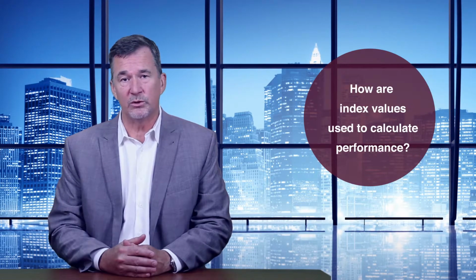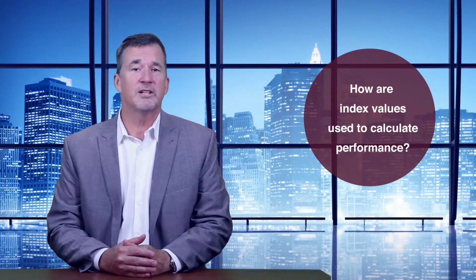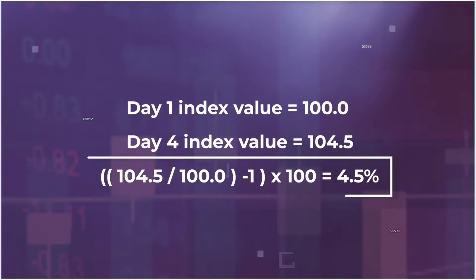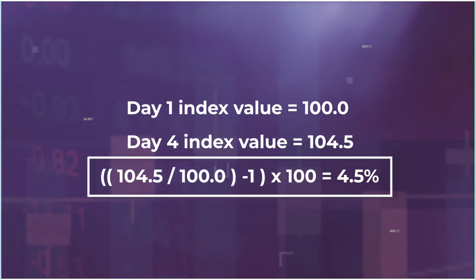How are index values used to calculate performance? Index performance between any two dates can be calculated by dividing the ending index value by the beginning index value as follows. In our example, to calculate performance from day 1 to day 4, we would divide the day 4 index value of 104.5 by the day 1 index value of 100, resulting in index performance of 4.5%.